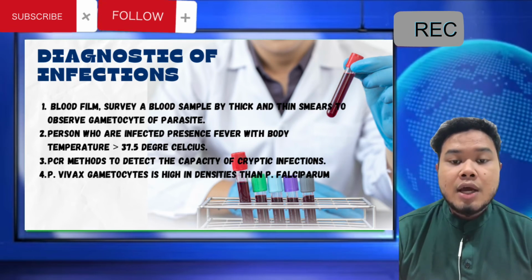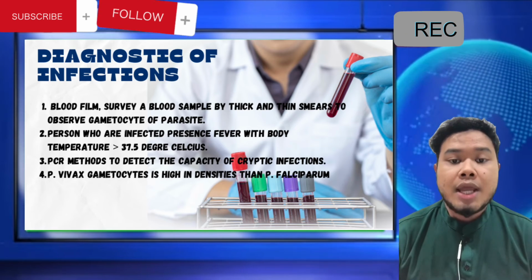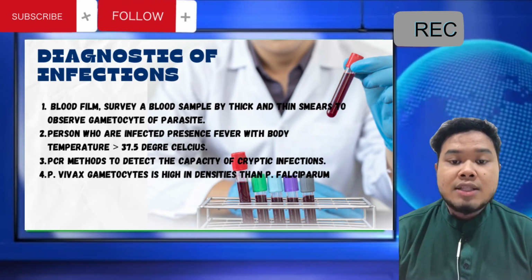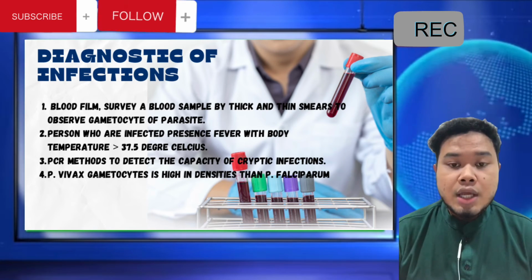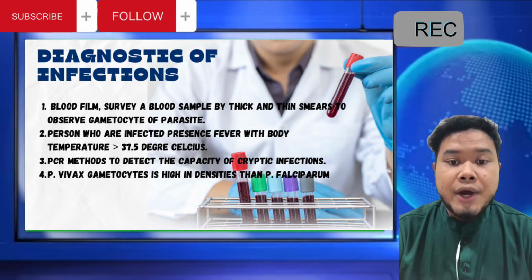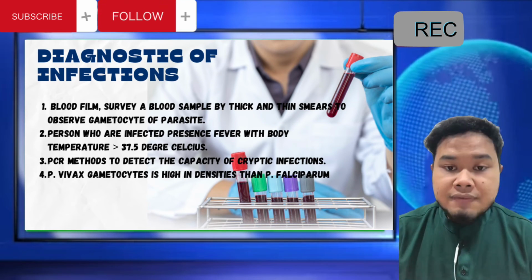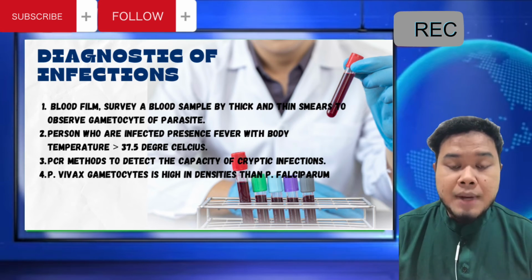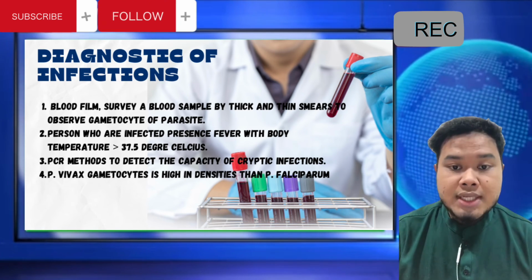Second, a person who gets infected by a malaria parasite usually presents a fever with a body temperature of 37.5 degrees Celsius and above. The third way to detect the malaria parasite and diagnose the infection in humans is by doing a PCR. The PCR is a sensitive and accurate method to identify the species of Plasmodium that infects the person. That's all.